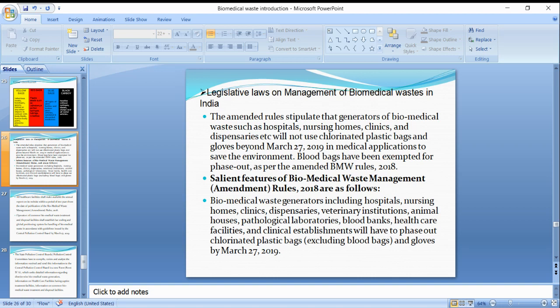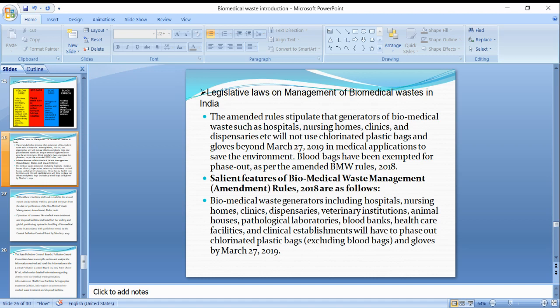They stipulated that generators of biomedical waste such as hospitals, nursing homes, clinics, and dispensaries will not use chlorinated plastic bags and gloves beyond March 2019. In medical applications, to save the environment, blood bags have been exempted from the phase out as per the amended biomedical waste rules.